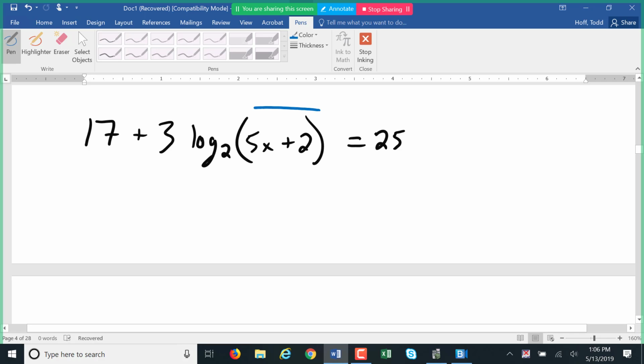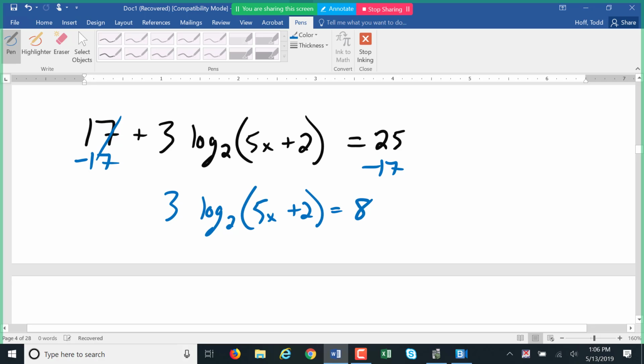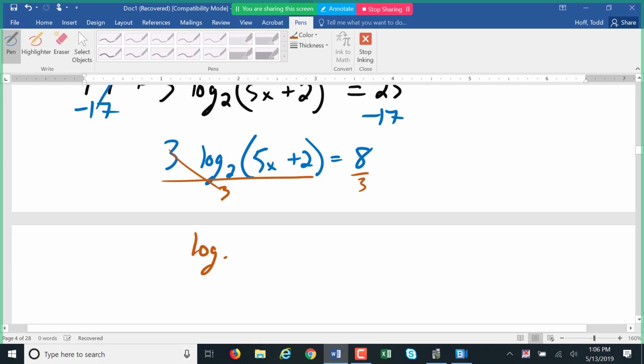Remember, we have to isolate the log. That part is the log. To isolate it here, we have to do what? Subtract 17. Good. So 3 times the log base 2 of 5x plus 2 equals 8. And then? Divide by 3. Log base 2 of 5x plus 2 equals 2 2/3.